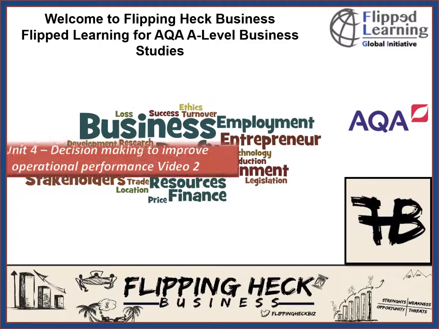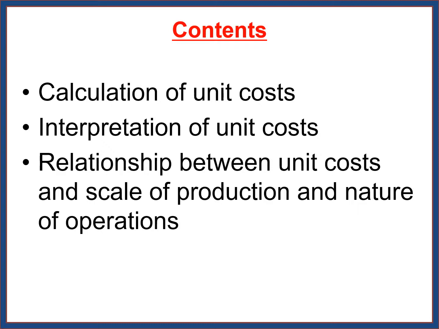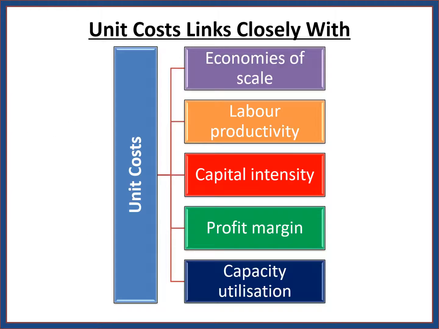We are now on video number 2 of Unit 4, Decision Making to Improve Operational Performance. So this is taken from Unit 3.4, which is Decision Making to Improve Operational Performance. Things we're going to be looking at are calculation of unit costs, interpretation of unit costs, relationship between unit costs and scale of production, and nature of operations.